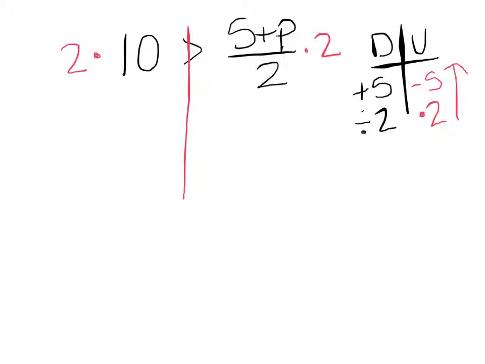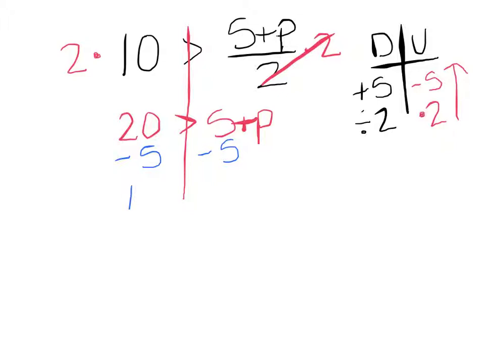Now, this is an inequality, so I'm on the lookout for weird things. When I multiply by a positive number, do I need to worry about flipping the sign? Nope. So we can just go ahead and solve it. 10 times 2 is 20, greater than 5 plus p, because those canceled out. That was my undo step. Now my last undo step is to subtract 5. I'm going to subtract 5 from both sides. So we have 20 minus 5, which is 15, is greater than p.